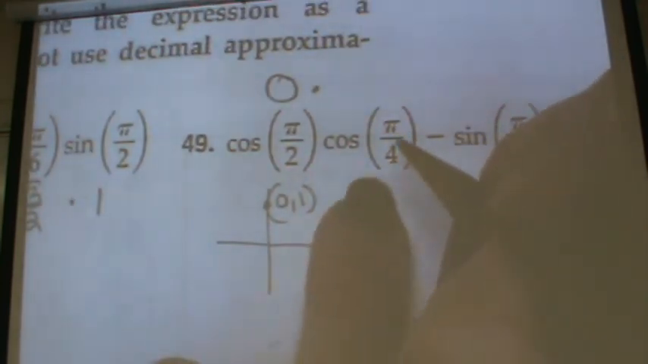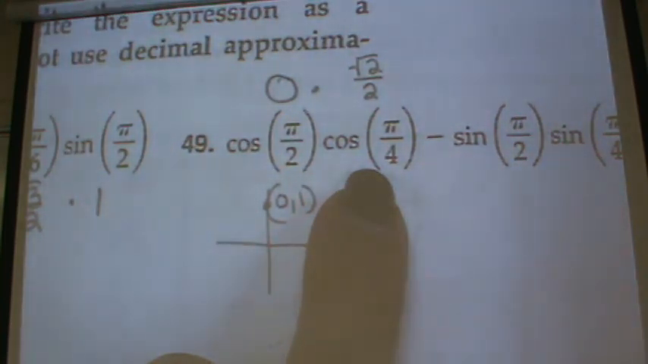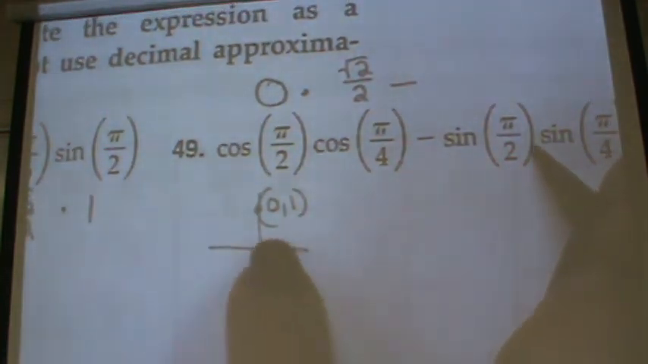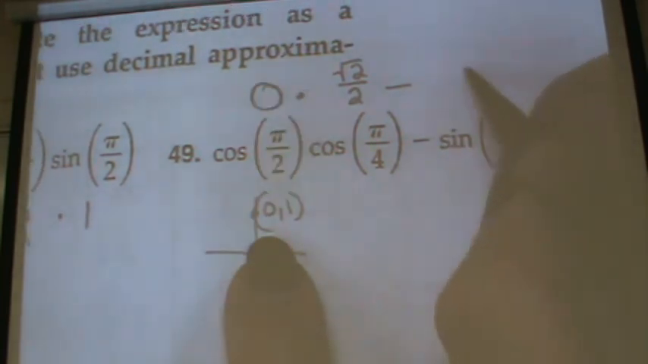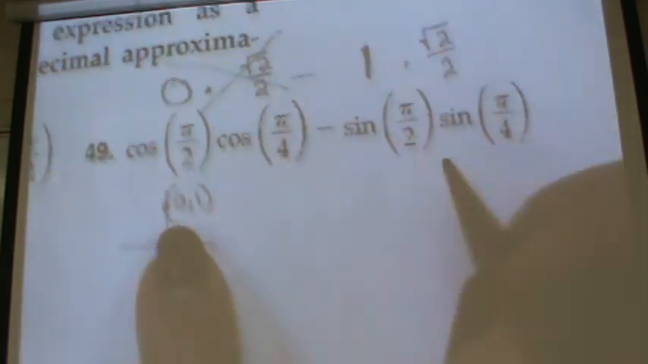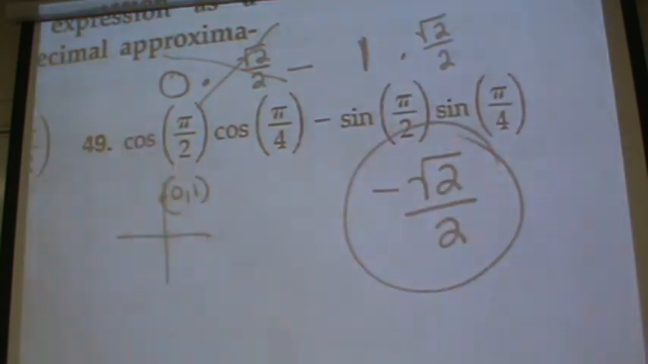This is gonna be, you guys know this one, root 2 over 2, right? Yep. Minus, what's this one? 1. And what's this? 1 over root 2, or root 2 over 2. So what happens here? These cancel out. What's your answer? Negative root 2 over 2. You got so much faster.